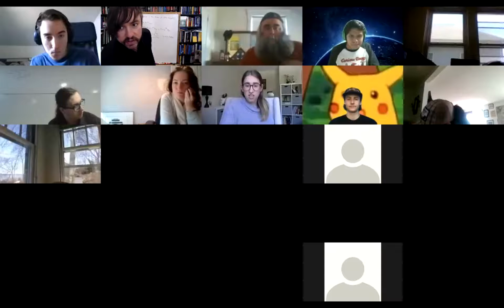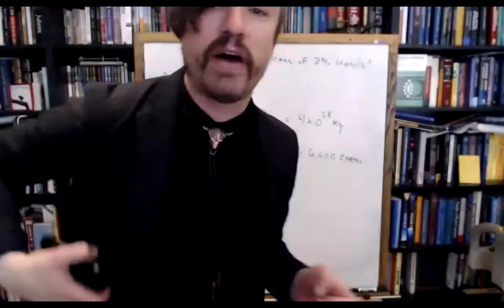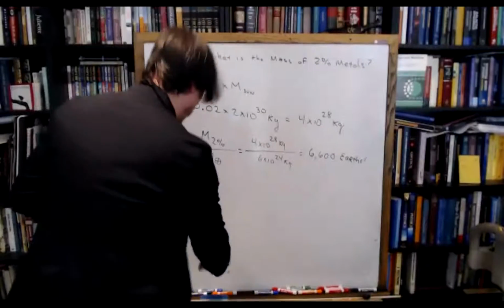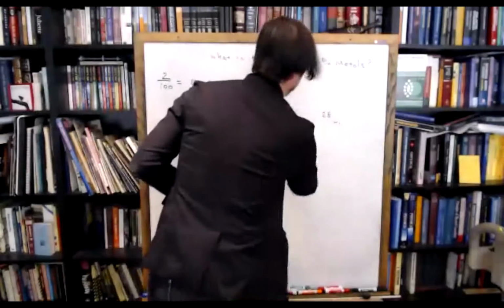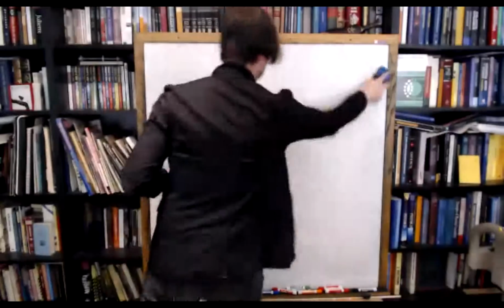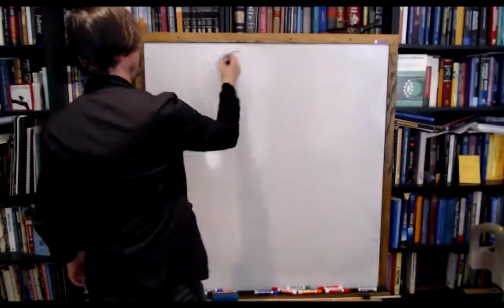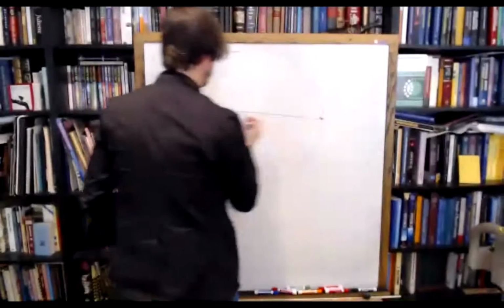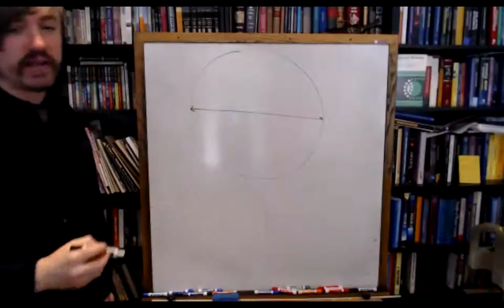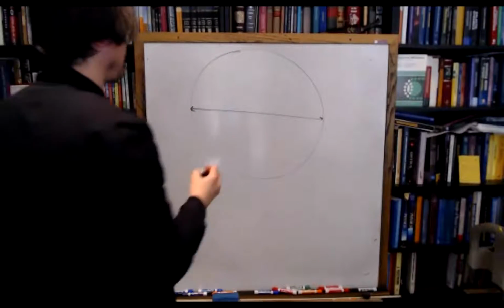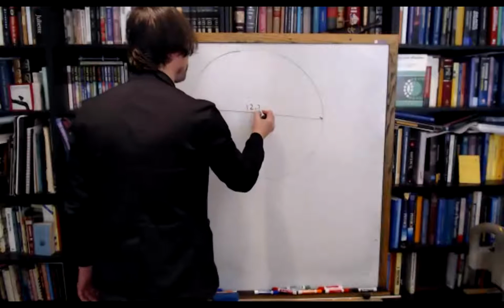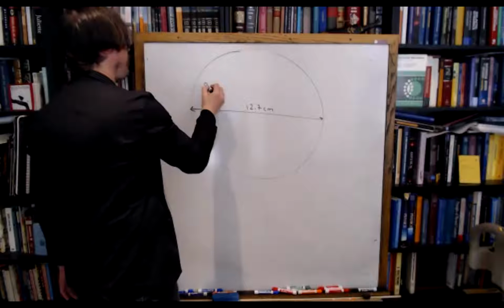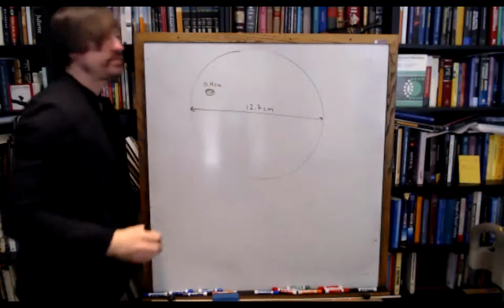Let's stop the share and go to speaker view. Let's try to figure out how big a sunspot is in comparison to Earth. Let's make a little scale model. So here's a ball that represents the sun. The diameter that we just measured on the screen was 12.7 centimeters, right? And one of our sunspots was about 0.4 centimeters.